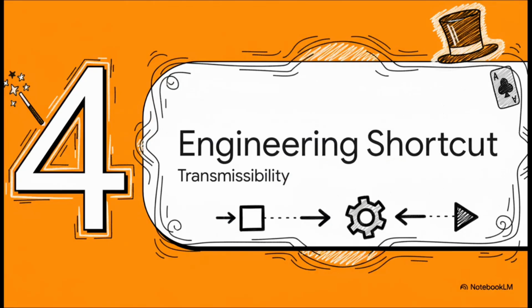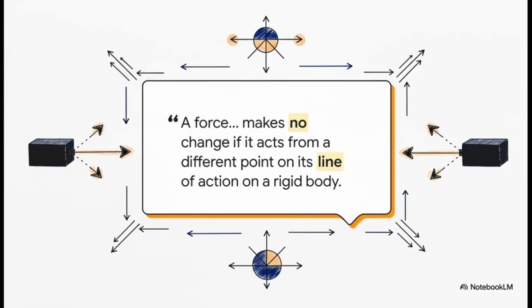All right, now let's talk about something really cool. It's a handy little shortcut, almost like a magic trick that engineers use to make their lives way easier. It's called the principle of transmissibility. Okay, I know that official definition sounds super academic and a little dense, but the idea behind it is actually really simple and it's super powerful. All it's saying is this: if you have a solid, rigid object, you can push or pull it from any point along the line of that force, and the overall effect on the object will be exactly the same.